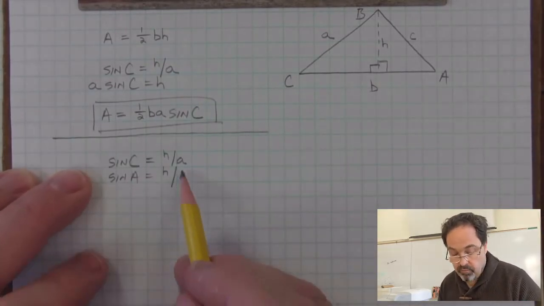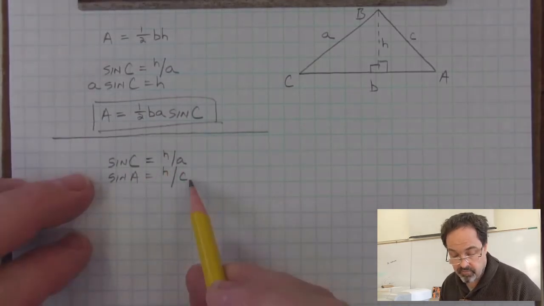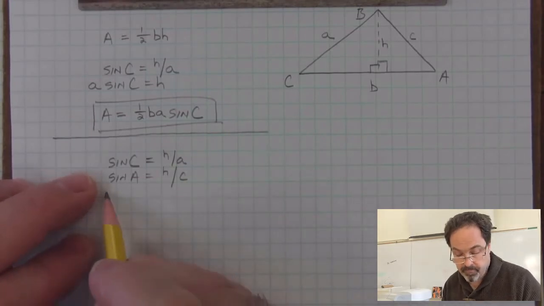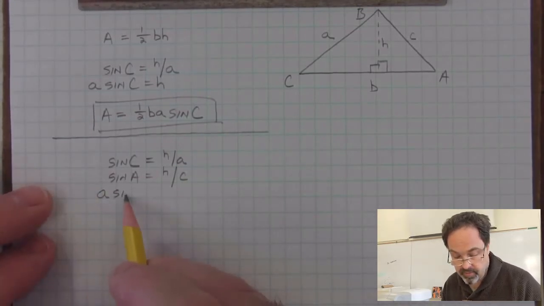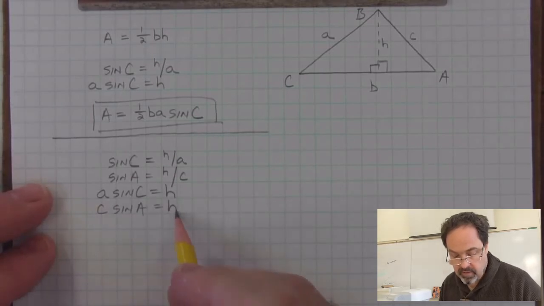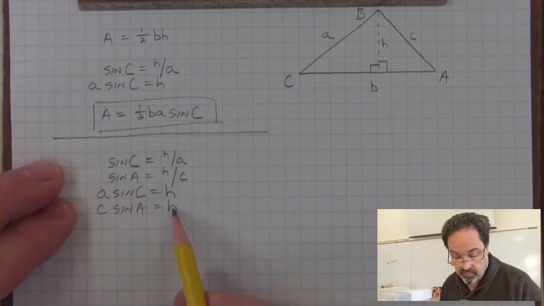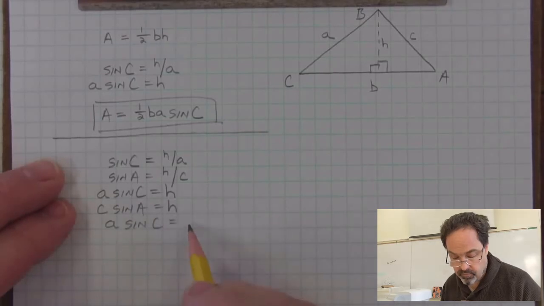And in both I will solve for H by multiplying the first case by A like I did before and the second case by C to get side A times the sine of angle C is equal to H, and side C times sine of angle A is also equal to H. And when two things are equal to the same thing, they're equal to each other. I can take these two expressions both equal to H, and show that they must be equal to each other.